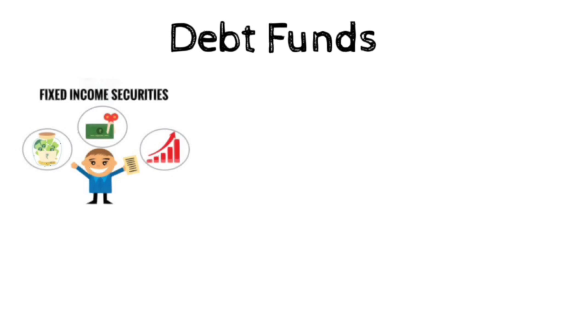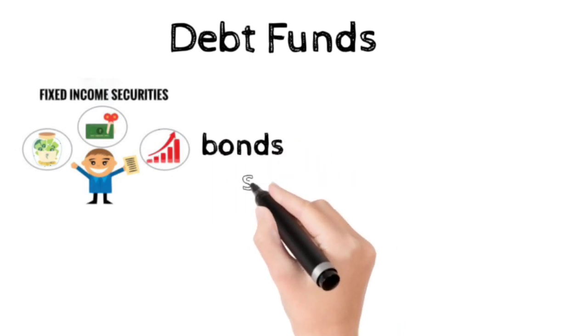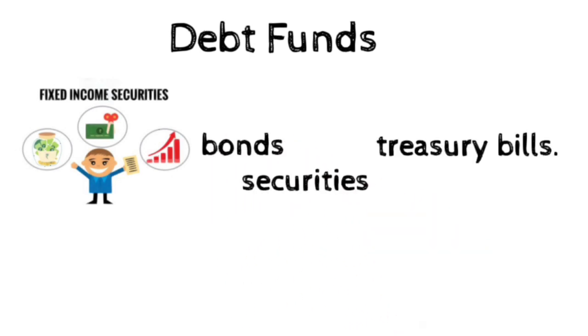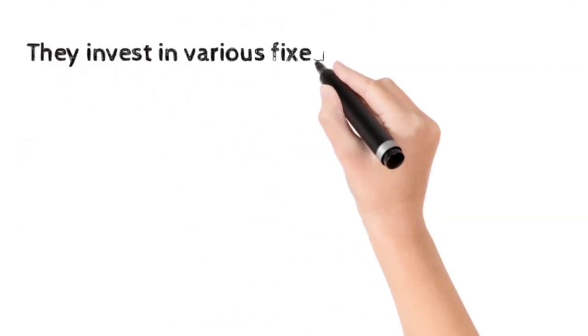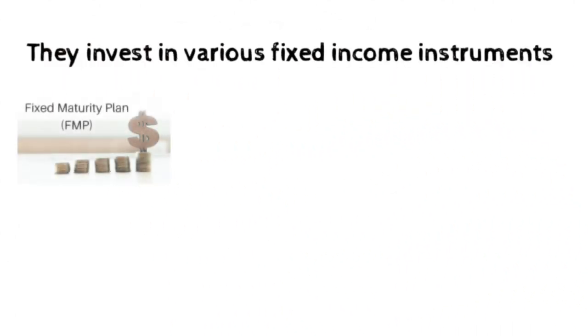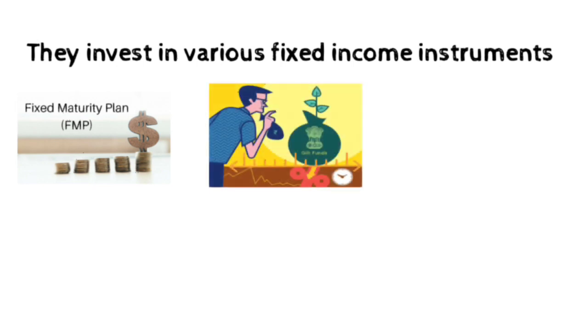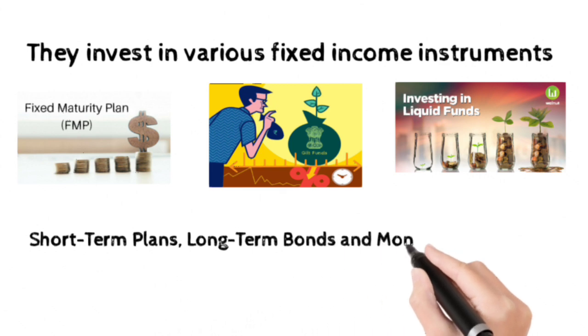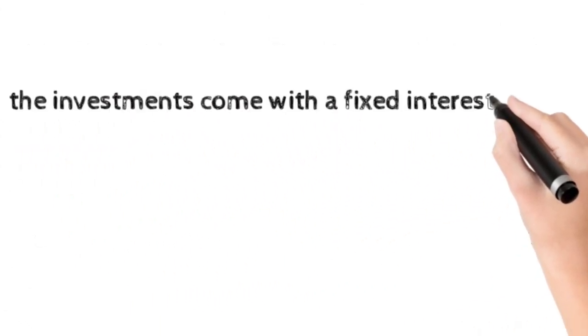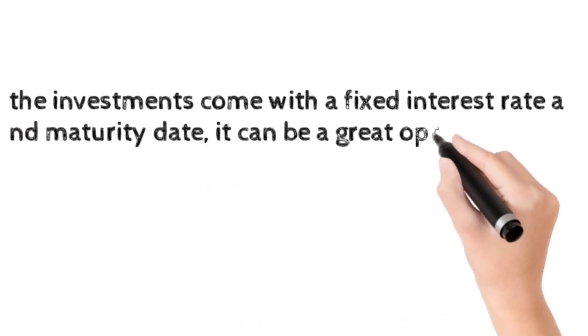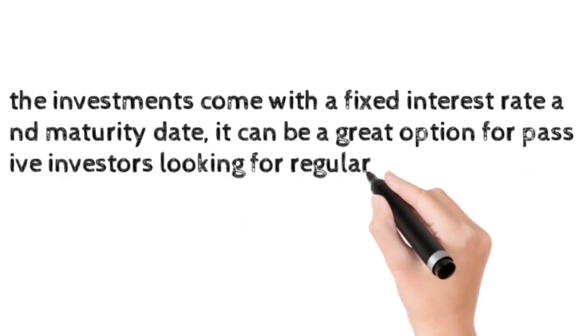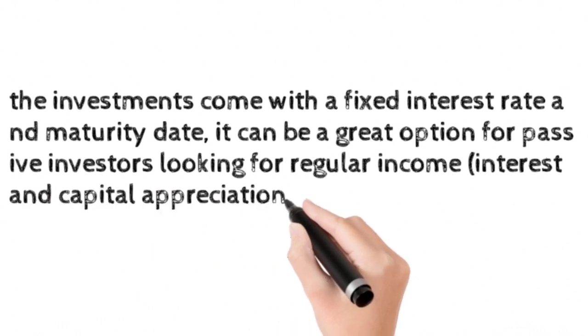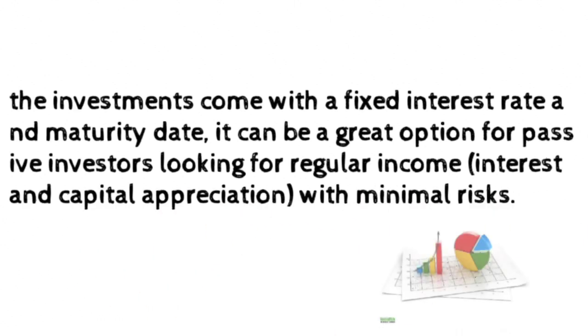Debt funds. Debt funds invest primarily in fixed income securities such as bonds, securities, and treasury bills. They invest in various fixed income instruments such as fixed maturity plans, gilt funds, liquid funds, short-term plans, long-term bonds, and monthly income plans, among others. Since the investments come with a fixed interest rate and maturity date, it can be a great option for passive investors looking for regular income with minimal risk.